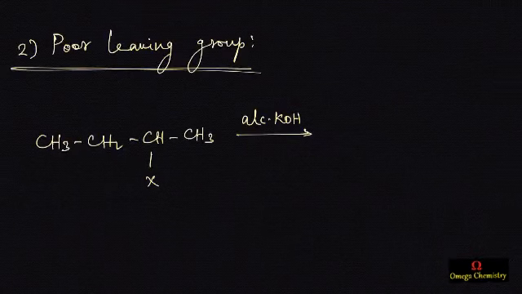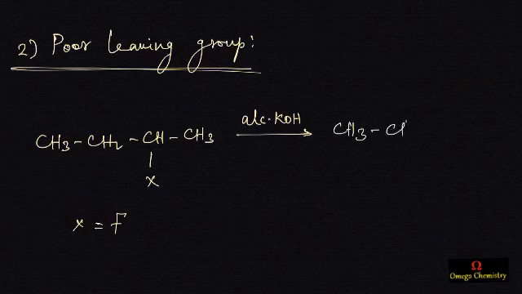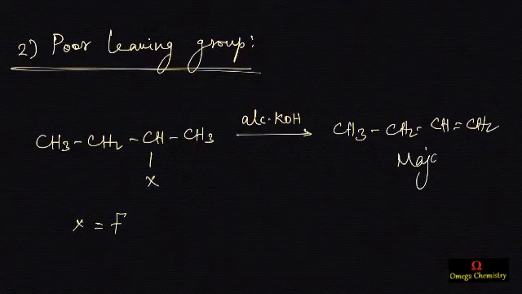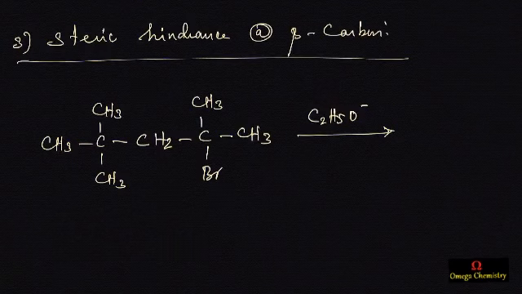Okay. The next situation is poor leaving group. Now here I have a halogen that is attached to the second carbon. If this halogen happens to be fluorine, fluorine is the poor leaving group. If I have fluorine here, then even though I employ alcoholic KOH, which will produce a smaller size base, still I will end up with an alkene which is a least substituted one. So I will get this alkene. This is the alkene which will be the major product. So poor leaving group will always lead to the formation of Hoffman product.